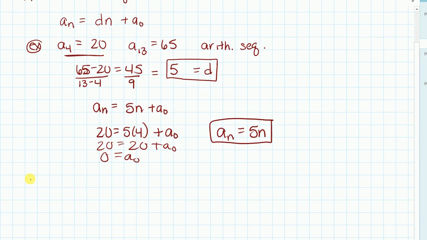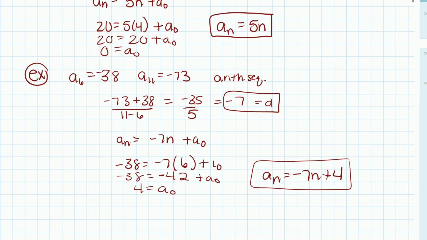Okay, so you guys try this one. Pause it here and go ahead and try where you have a6 equals negative 38 and a11 is negative 73, and again you have an arithmetic sequence. Okay, so go ahead and pause here and try.